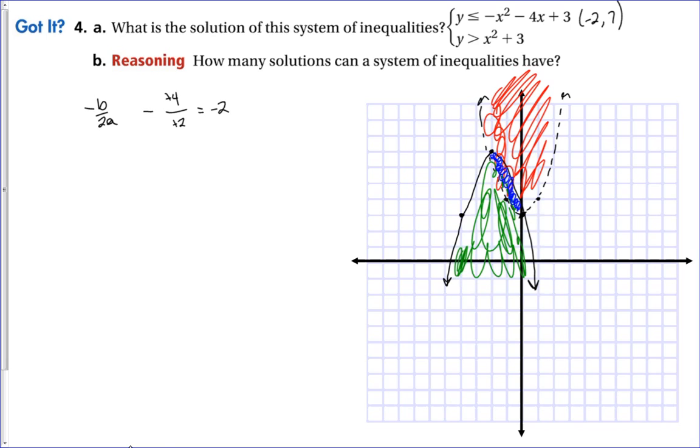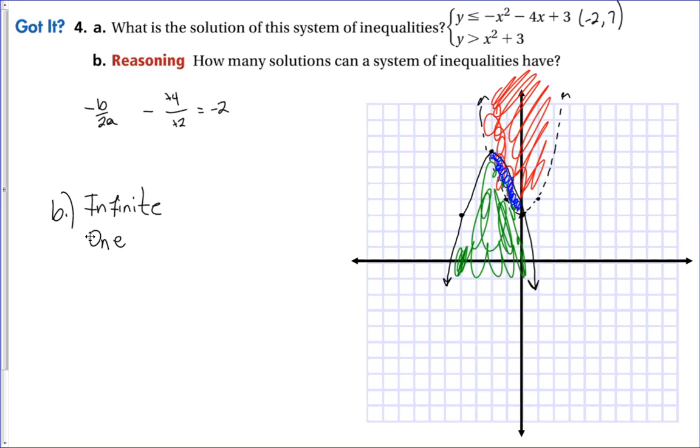Alright? Now, letter B. How many solutions can a system of inequalities have? Well, the first answer is easy. When they overlap like this, there can be an infinite number of solutions. Now, what happens if when you graphed your parabolas, they didn't overlap, but they just touched? If they touch, they're only going to touch at one single point. And if they only touch at one single point, that means there's only one solution.